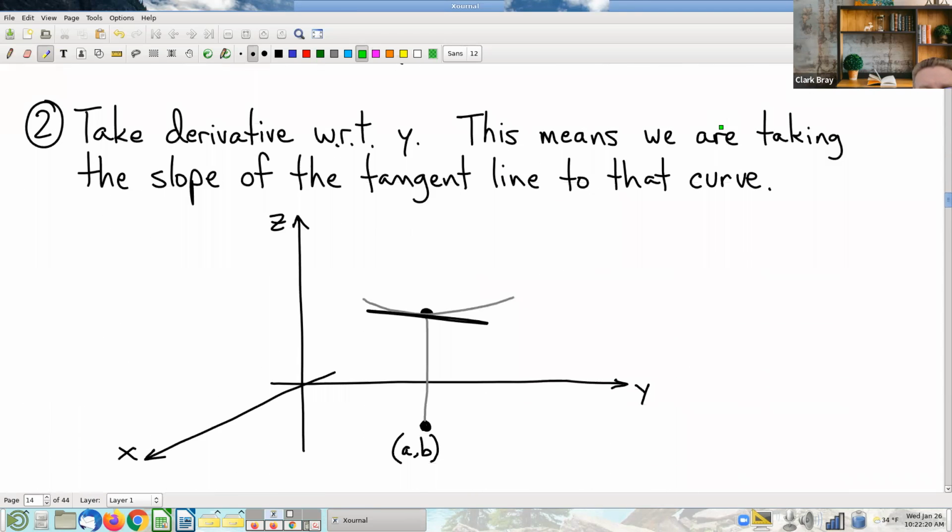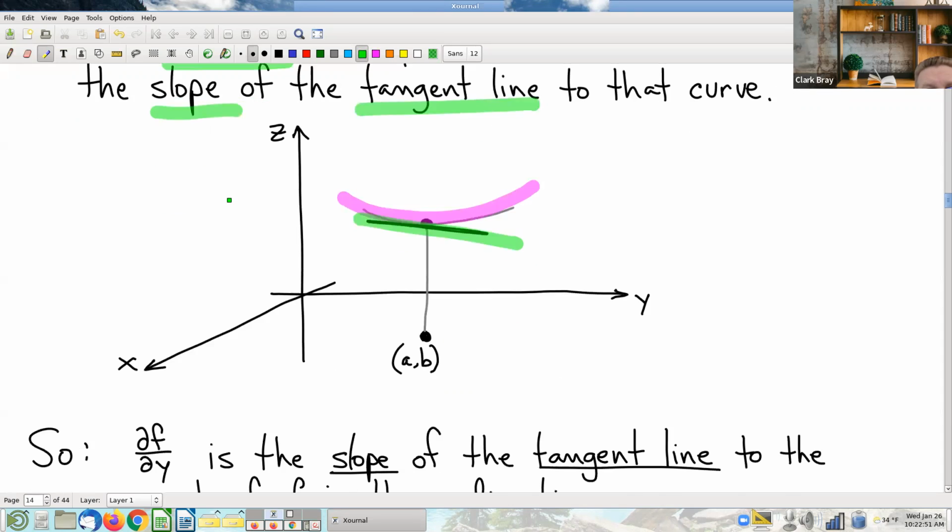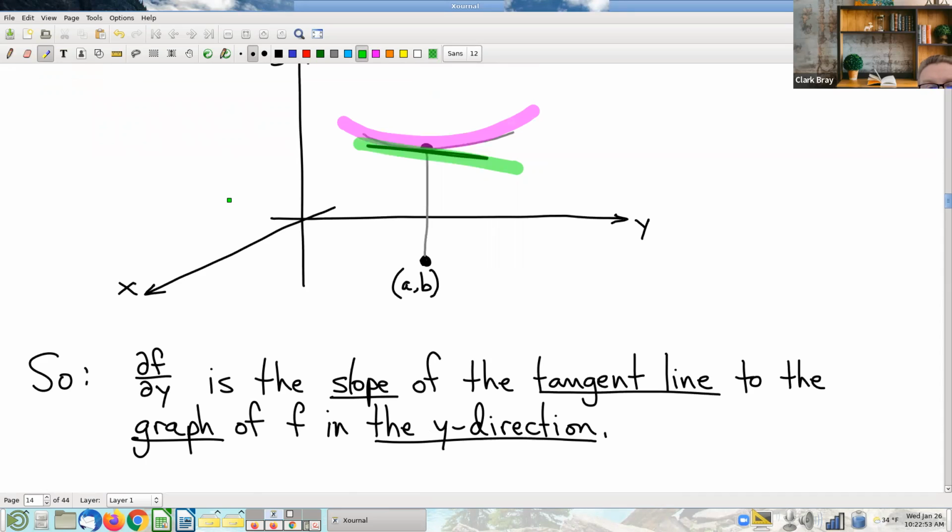Okay, next step. Take the derivative with respect to y. Well, what is a derivative? If we have a curve, which we do, derivative means look at the tangent line, right? And then we take the slope of that tangent line. Again, just flashbacks to Calc 1. So that's what a partial derivative is. And this is the nice summary of it.